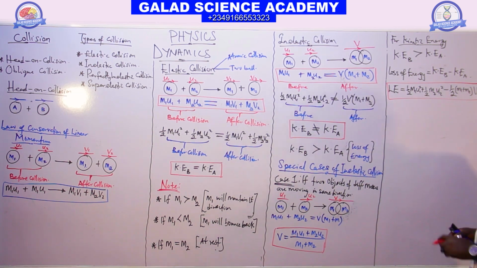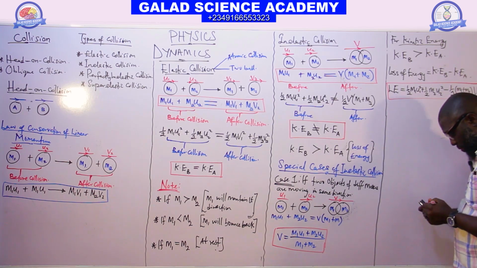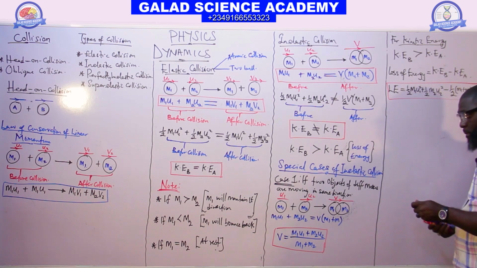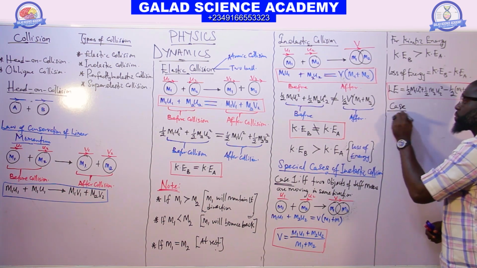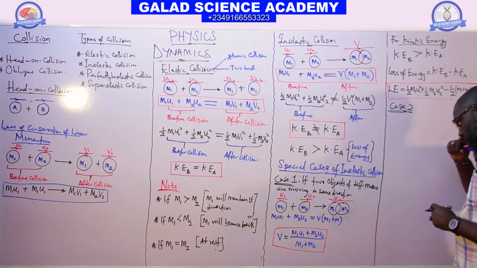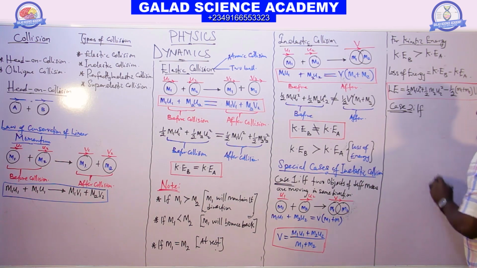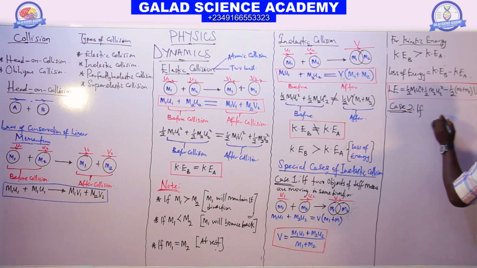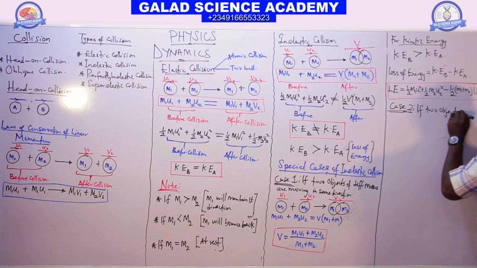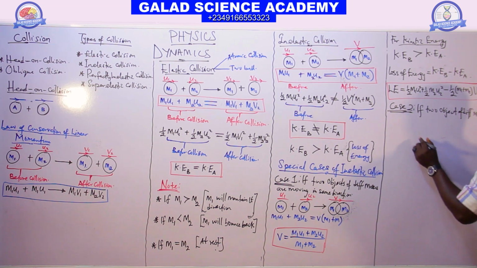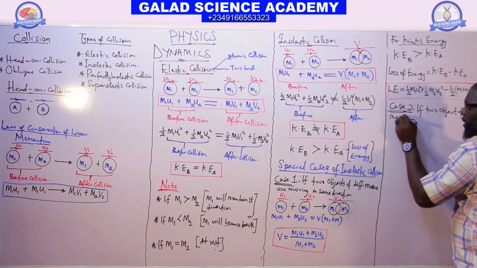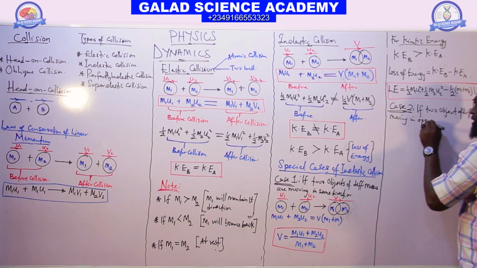So the second case now is case 2. Case 2 states that if two objects of different mass are moving in opposite directions.